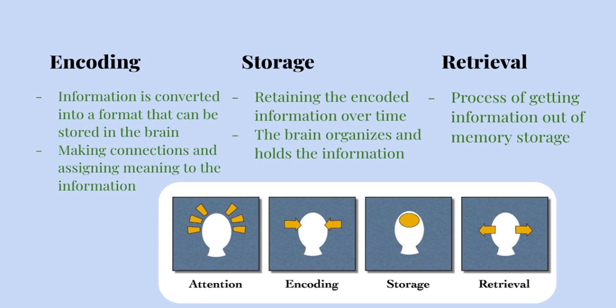There are many different types of encoding. One of them is visual encoding, which is converting information into visual representations and mental images. And the second step is storage, which is retaining the encoded information over time, and the brain organizes and holds the information. And the last step is retrieval, which is the process of getting information out of the memory state. So, like when you're telling a story about a past event that happened, you're retrieving the information from storage.